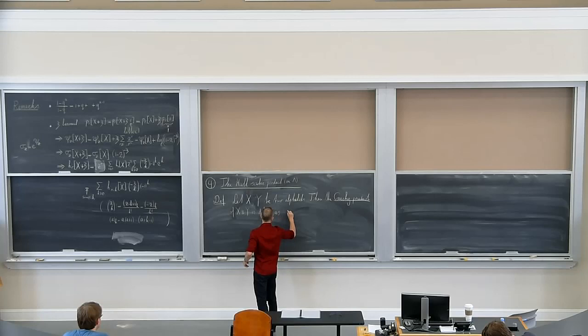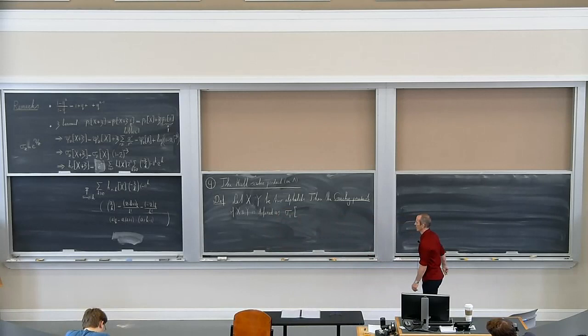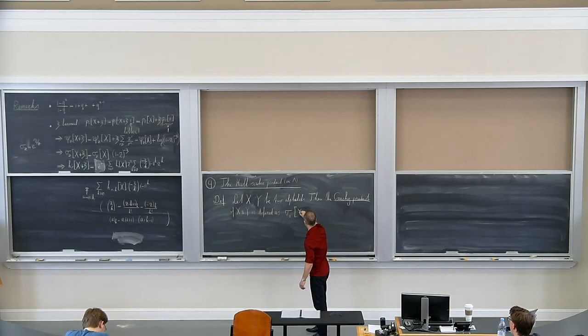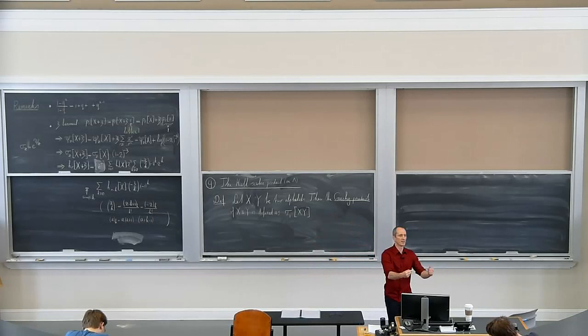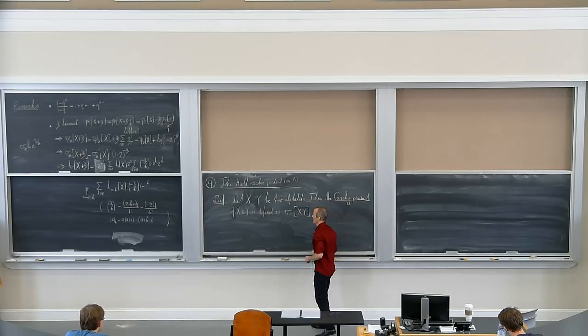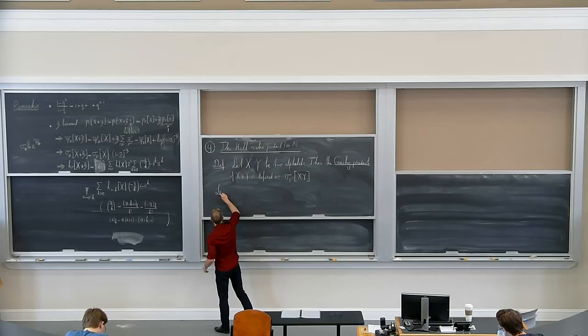you simply take, remember, this was the generating function for the complete symmetric functions, but I don't care about the z there, I just set it equal to 1. And so you take the Cartesian product, but you stick it inside of this generating function. That's just a definition, so let's not worry about it. Then we have a little lemma.